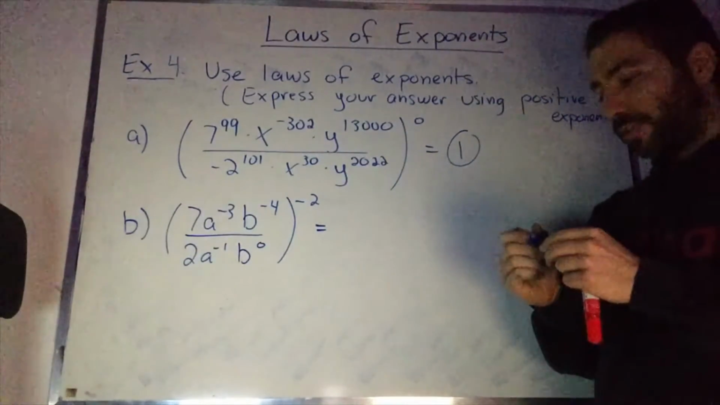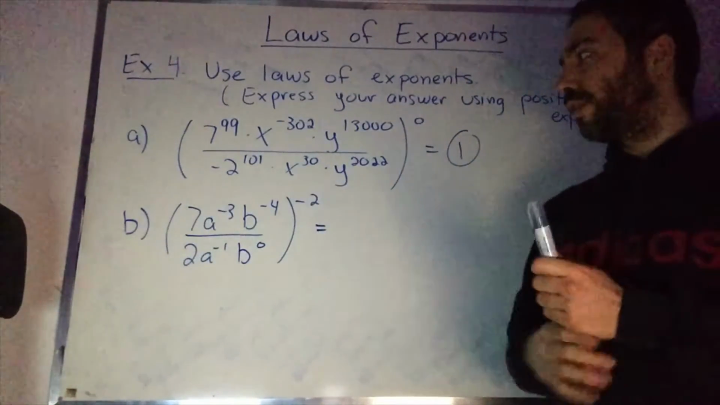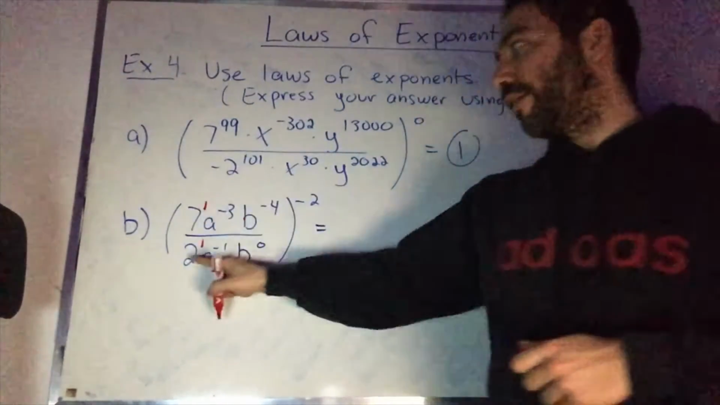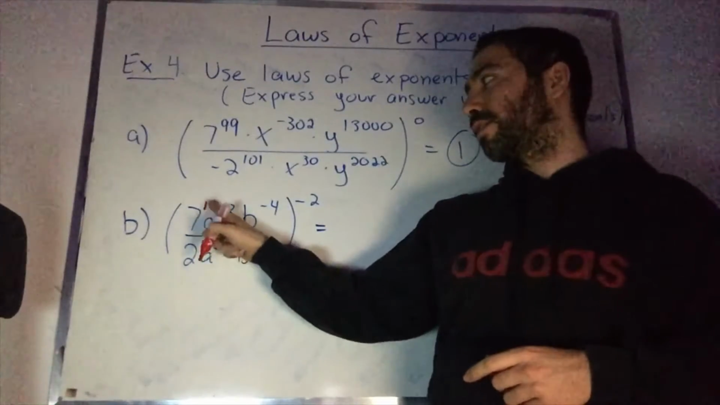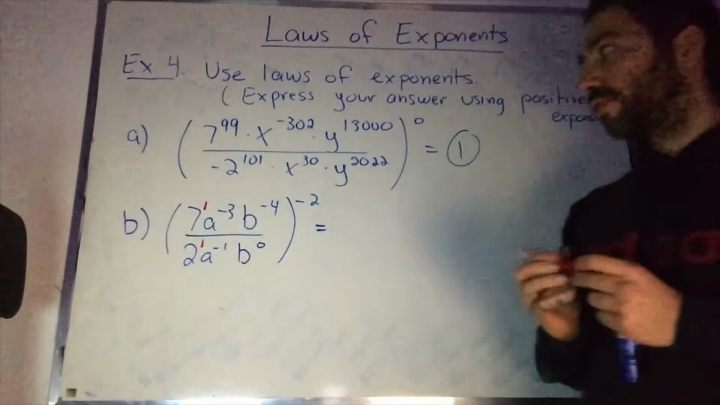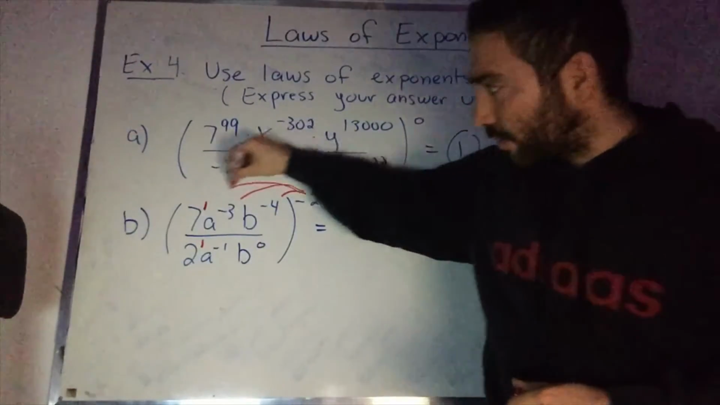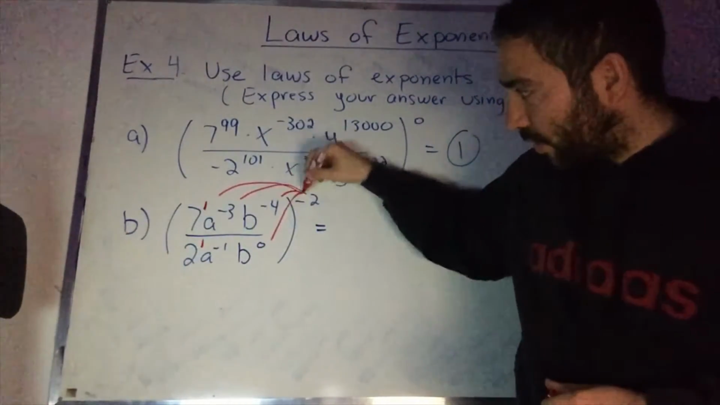So what I would probably start with is the distribution of the exponent on the outside. That's just me personally. That's where I like to start. If you want, you could add the exponents. 7 has its own exponent. 2 has its own exponent. So put 1s if you want. And then you distribute the exponent on the outside to everyone's exponent.